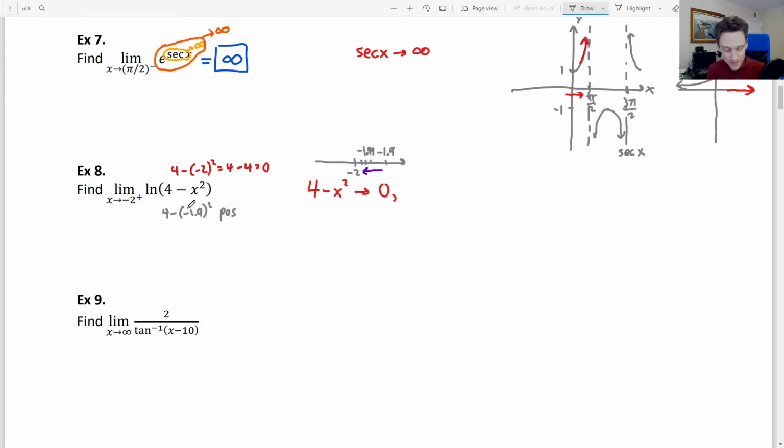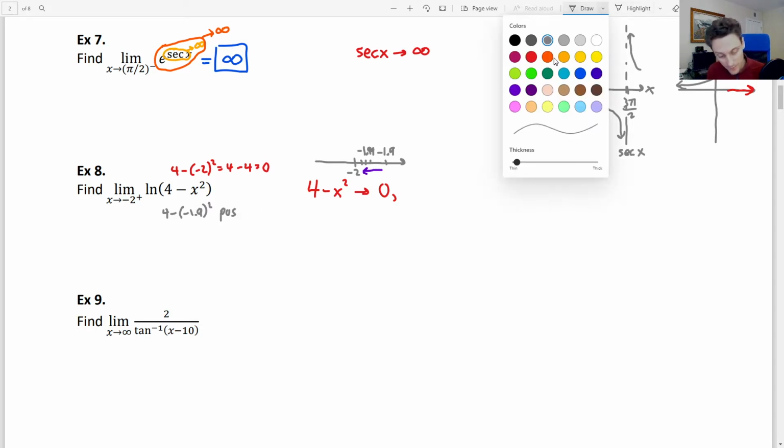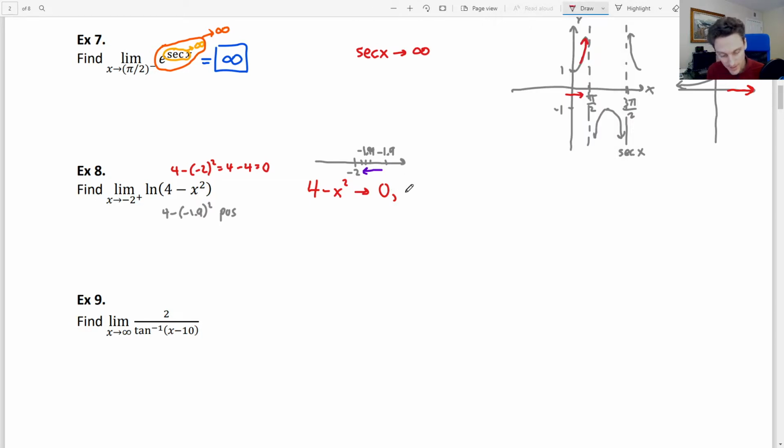Yeah, because here you have a smaller number that you're taking away, 4 minus this smaller number. All right. So then we can say that 4 minus x squared is approaching 0, but it's positive.